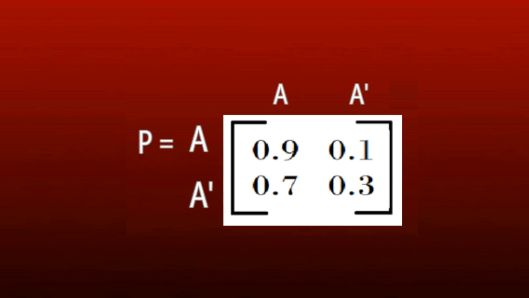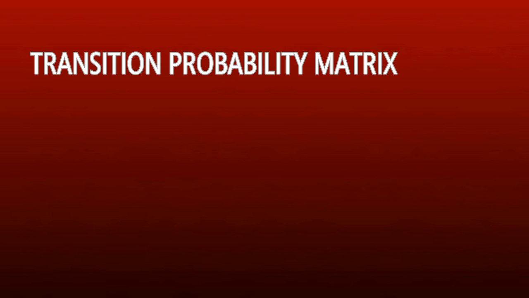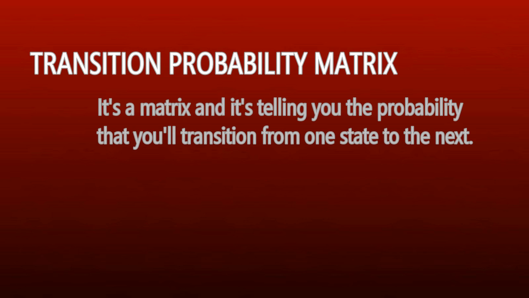It says that if you're not using brand A currently, there's a 70% probability that you'll end up using brand A and 30% for not keeping using brand A. This is sometimes what's known as the transition probability matrix. It's a matrix and it's telling you the probability that you'll transition from one state to the next.